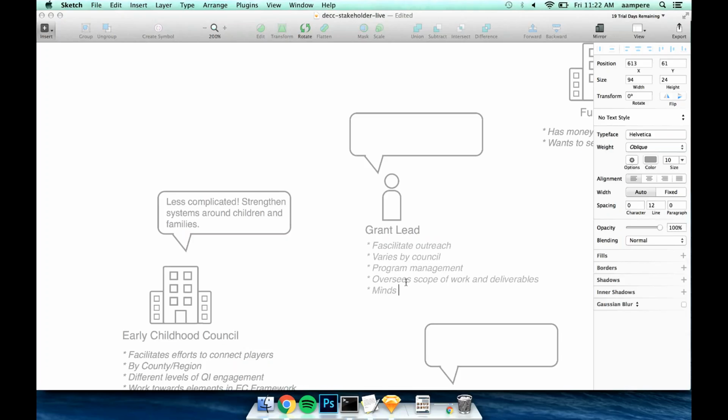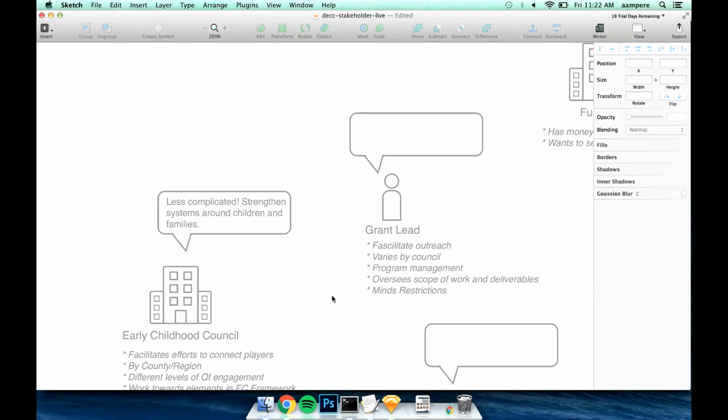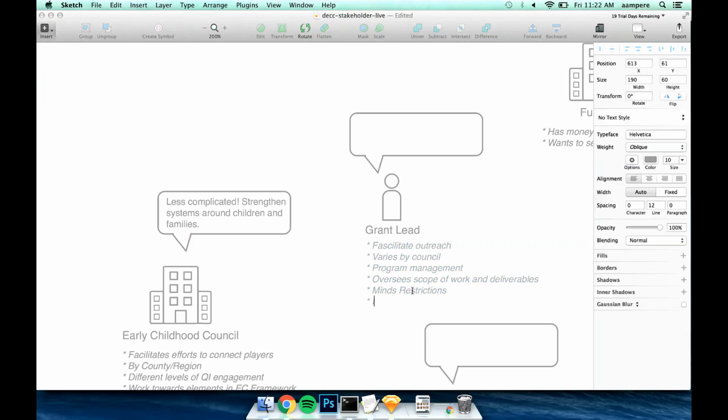So are the grant leads also identifying the goals? Goals and reporting requirements, maybe? So in essence, they would be designing the evaluation as well, or would that come from a higher top, I guess? It depends on the funding stream, I think.